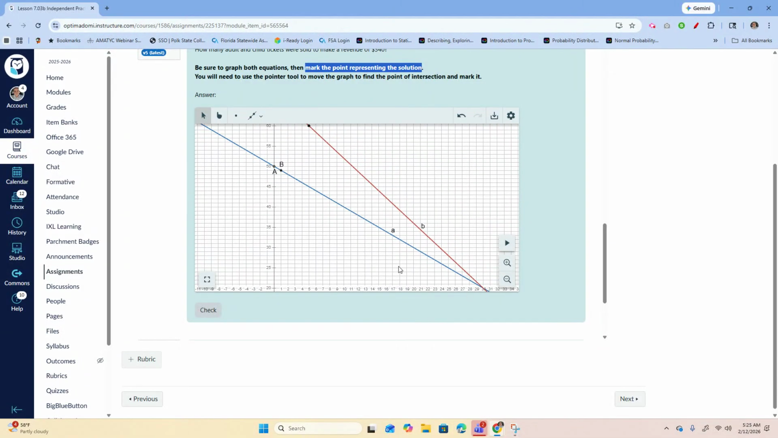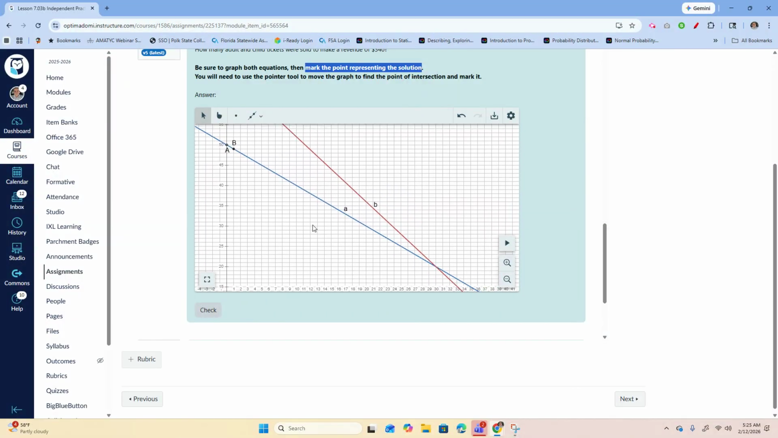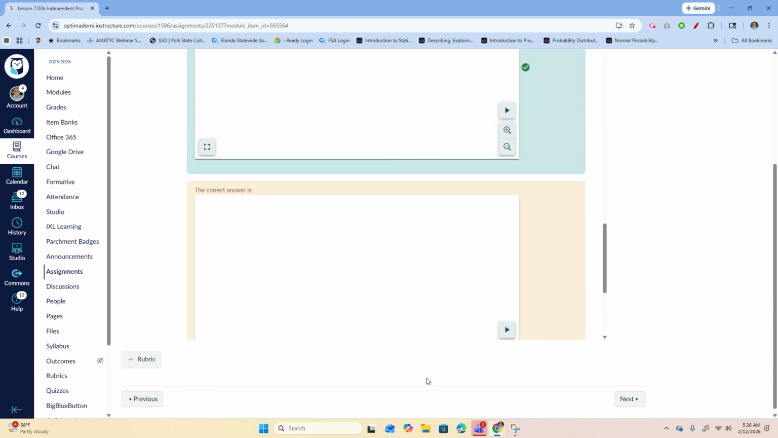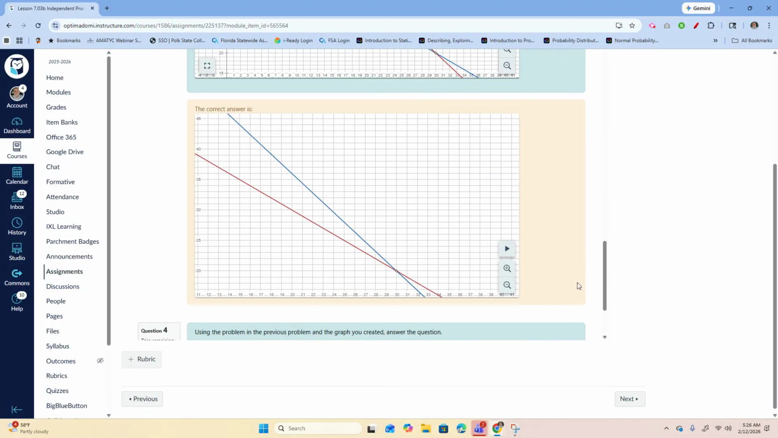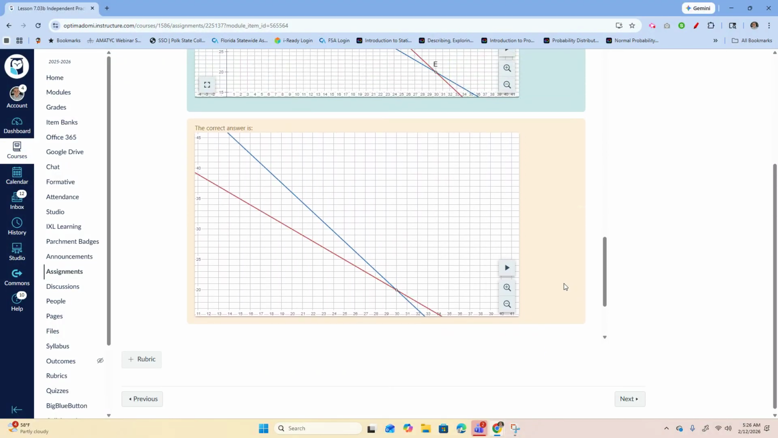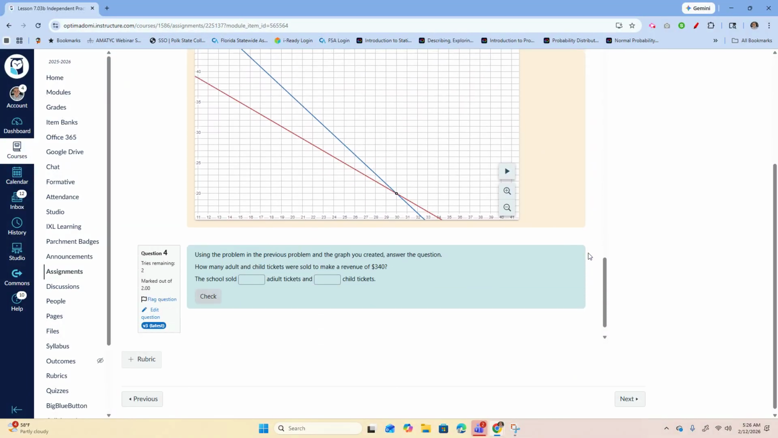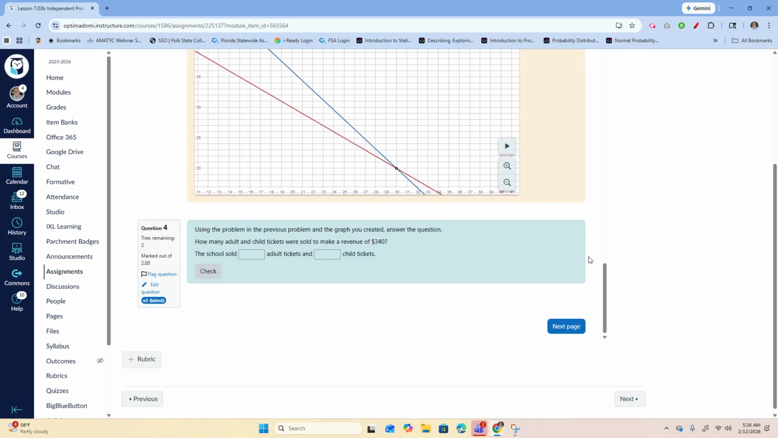And I almost got it. I can see it. So what I'm going to do is just move it up. And there it is. You can see it clearly. I'm going to click on the dot and put the point where the red and the blue line meet, which is at 30/20. And I'm going to check my answer. And you can see I got it right. Now, using my answer from question number 3, I'm going to answer question number 4.